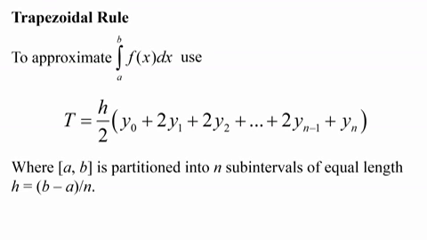Trapezoidal rule. To approximate, and keyword being approximate, the definite integral from a to b of f of x dx, we will use T equals h over 2 times the quantity y sub 0 plus 2 times y sub 1 plus 2 times y sub 2 up to plus 2 times y sub n minus 1 plus y sub n, where the closed interval a to b is partitioned into n subintervals of equal length, and that length h is equal to b minus a all divided by n. Let's try an example.